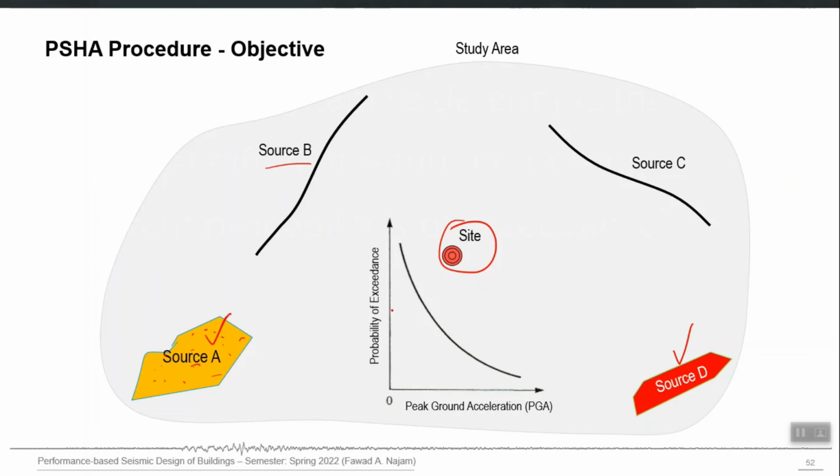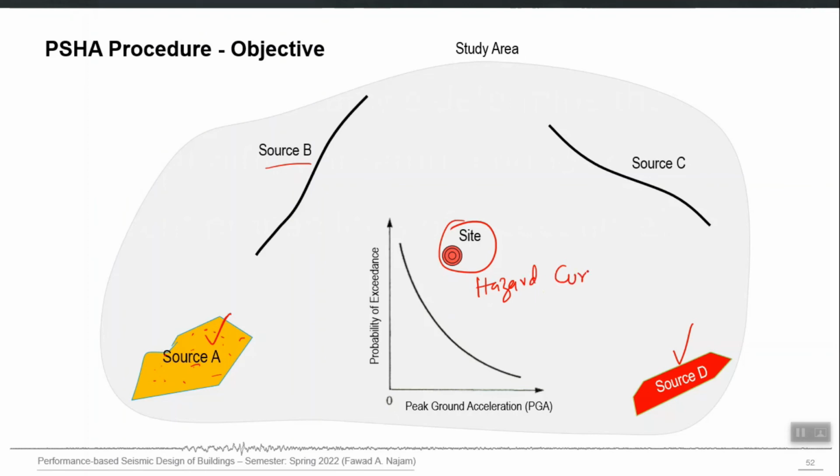But PSHA allows you to have that PGA number, which is the function of the probability of exceedance or return period, right. So now the output of PSHA procedure at any particular site is not just one PGA number or one SS number or one S1 number. It is a whole curve between that hazard parameter on x-axis and the probability of exceedance on y-axis. This curve is called hazard curve.